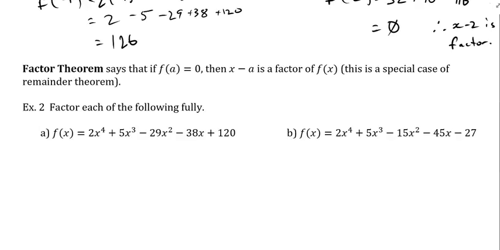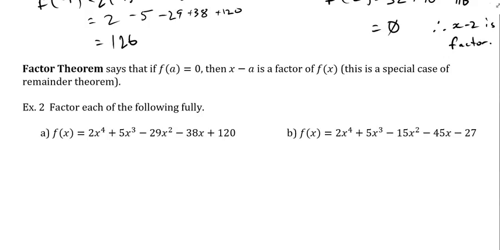So factor theorem is a special case where we realize that we already talked about this. If a remainder is 0, then you've got a factor. So if I evaluate f at some value a and get 0, I've found a factor of f at x. That's what factor theorem says.